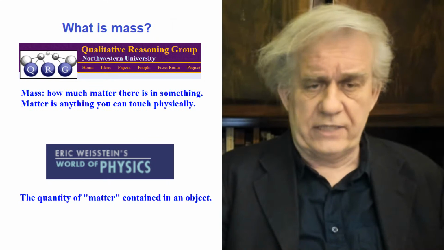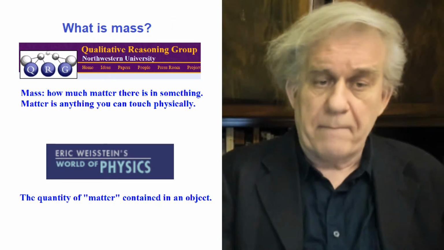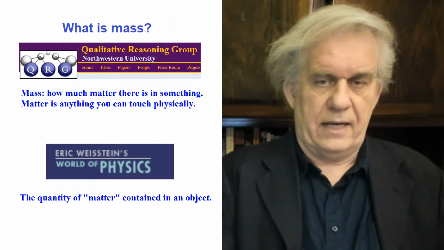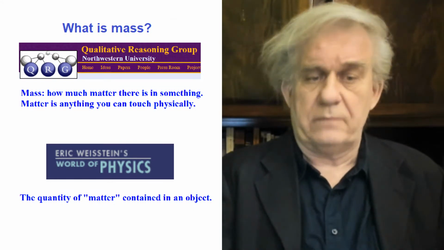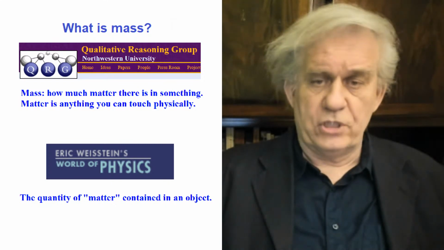What is mass? Okay. Now, we all know what mass is. I mean, everybody who went to high school, secondary school, right? We all learn it in the first couple weeks. Mass is the quantity of matter. Mass is either the quantity of matter or a measure of the quantity of matter of an object. Very simple, very straightforward. In fact, here you have the high school version by two prominent sites, so we have a little authority here, right? First one, mass, how much matter there is in something. Matter is anything you can touch physically. And the quantity of matter contained in an object by the Einstein's world of physics. Open and shut case.